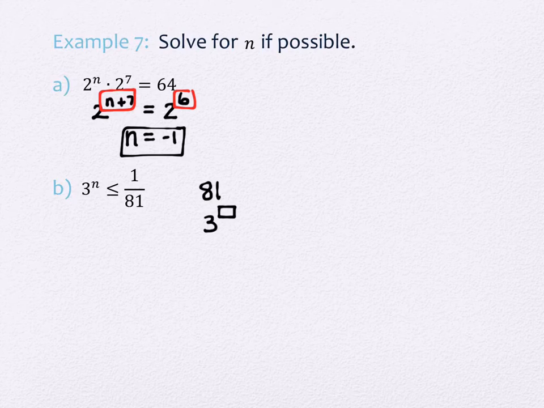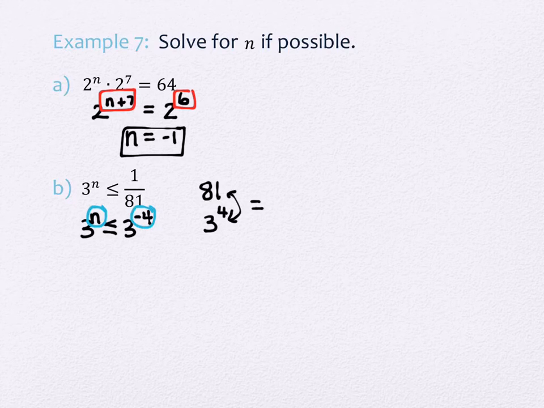So this is the same question that we encountered with the 64, right? The fourth will work. 3 to the fourth. So this is 3 to the fourth power. These are equal values. Now what am I going to do because the 81's in the denominator? It'll be -4th. So this is 3 to the n on the left. This is 3 to the -4th on the right. And it is a less than or equal to between them.